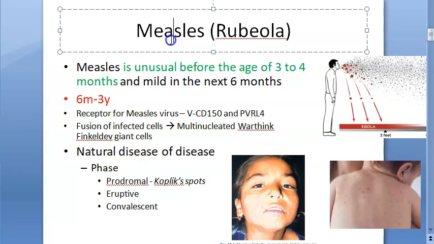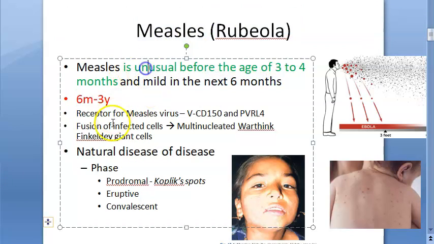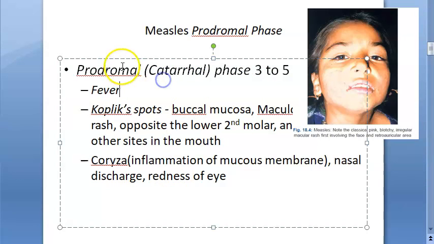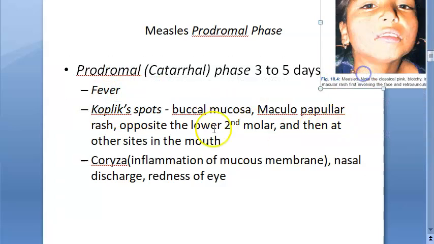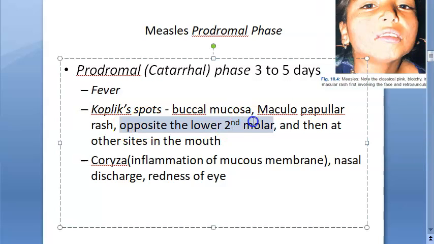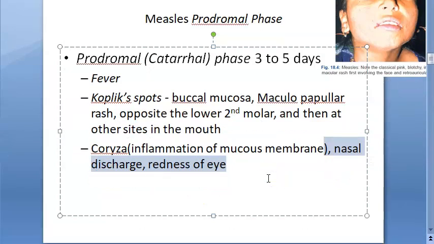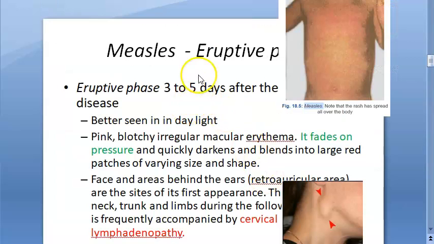Okay. Measles, rubeola. In the natural history of disease, you will say there are 3 phases: prodromal, eruptive, and convalescent. Prodromal, what will be there, guys? Fever will be there. Koplik spots on the buccal mucosa, opposite the lower second molar, and then on other sides in the mouth. There can be coryza, inflammation of mucous membrane, nasal discharge, redness of eye. So fever and some mucosa affected, remember.